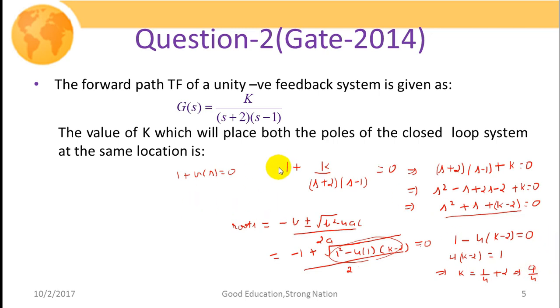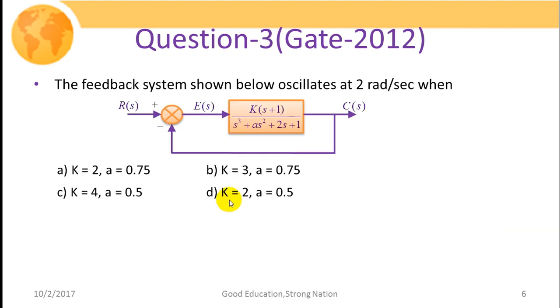So the value of K for which both the poles of the closed loop system lie at the same location will be K is equal to 9 by 4. This will be the final answer. So now let us take another question. It has been asked in GATE 2012.